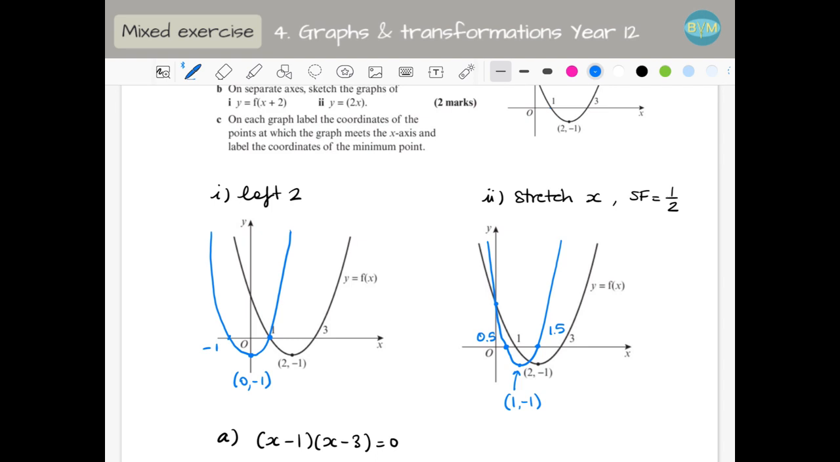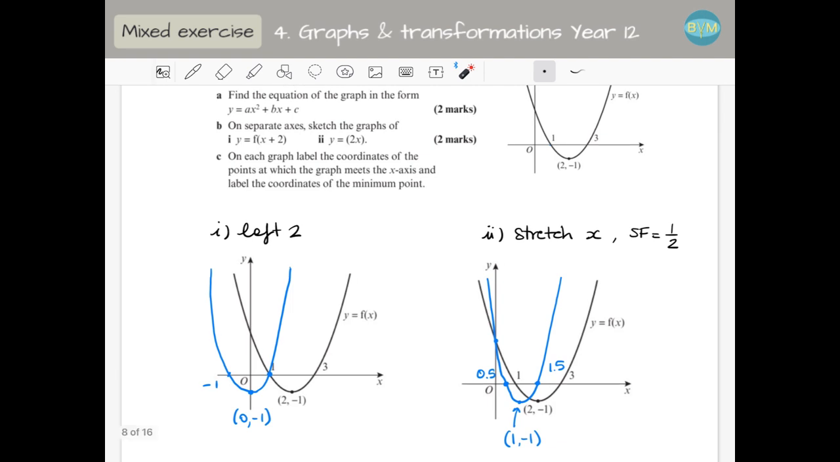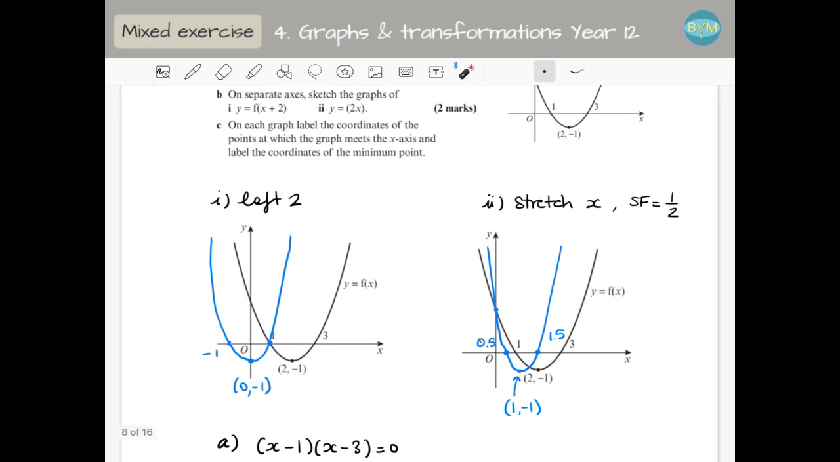Then on each graph, label the coordinates of the points at which the graph meets the axis and the minimum point. So that's what we've done, for all of them. And that's all with this question.